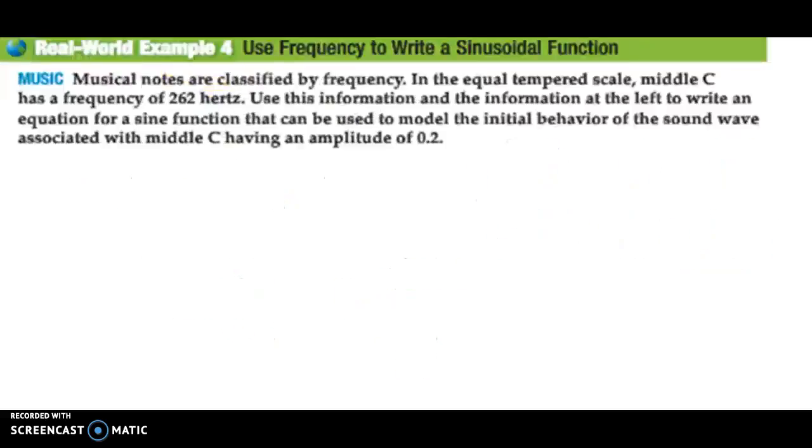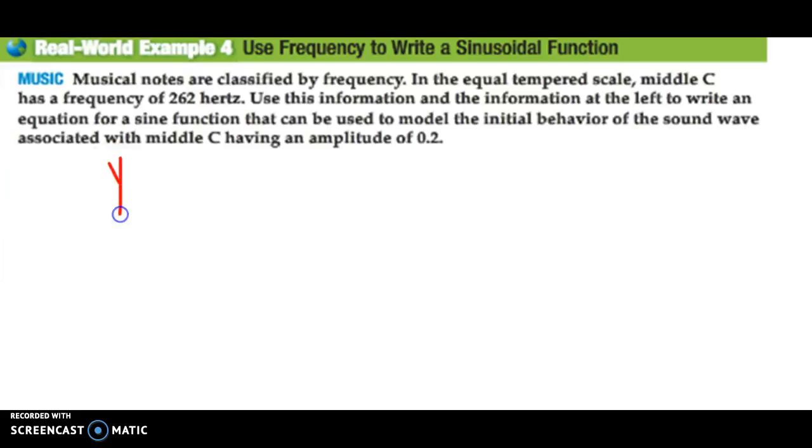So here's a real-world example to find frequency. It says musical notes are classified by frequency. In the equal tempered scale, middle C has a frequency of 262 hertz. Use this information to write an equation for a sine function that can be used to model the initial behavior of the sound wave associated with middle C having an amplitude of 0.2. So we're asked to find a sine function for middle C.